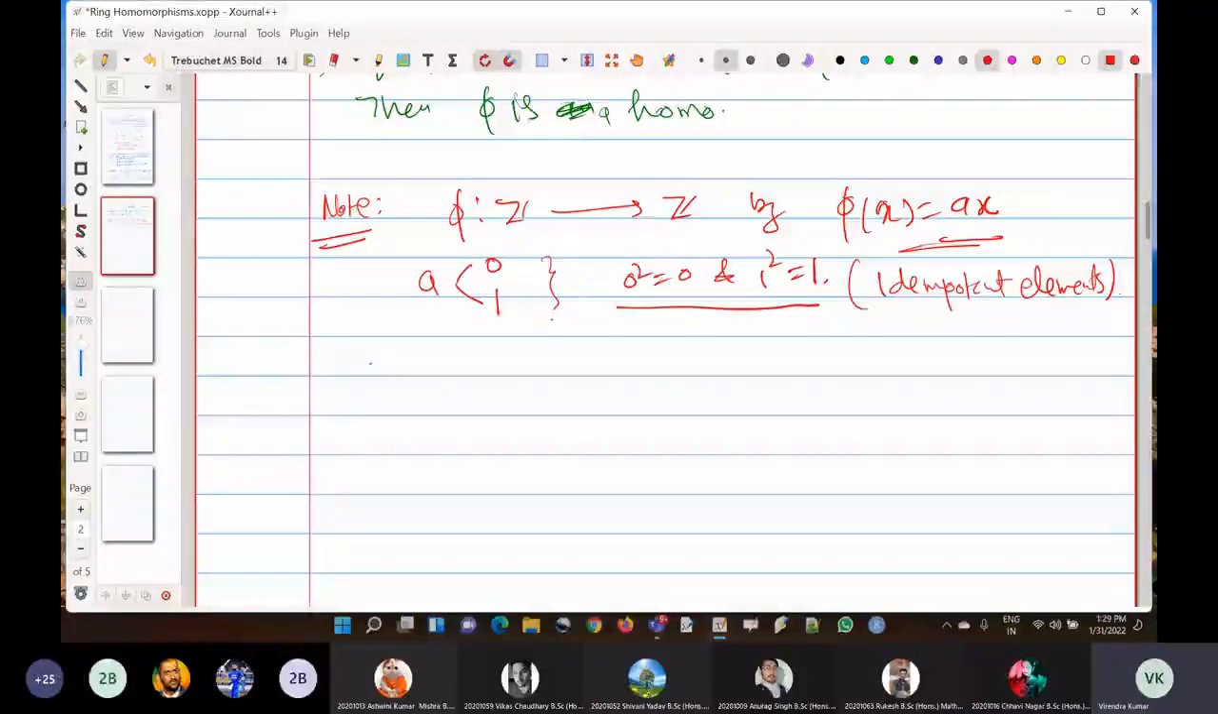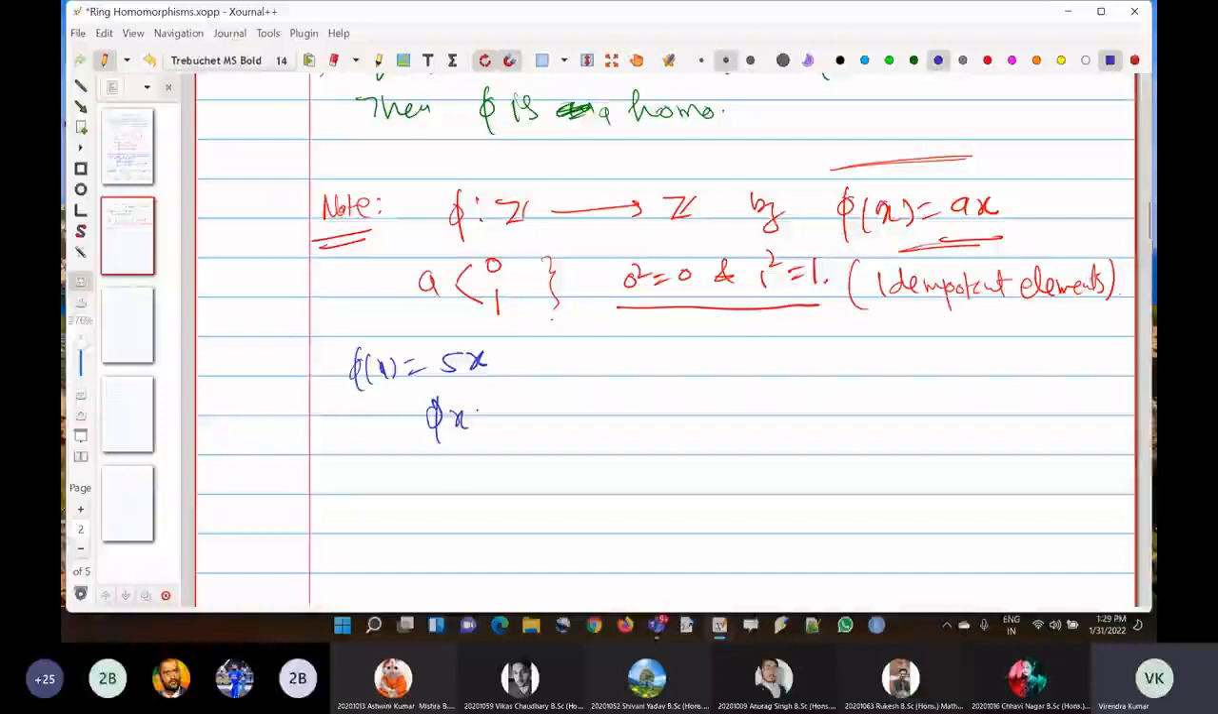But the question is, what did we get? We got two homomorphisms from Z to Z, from the set of integers to itself. Is there anything else? Any map which makes this a homomorphism? For this, let us consider something. If you take, for example, phi of x equals 5 times x.